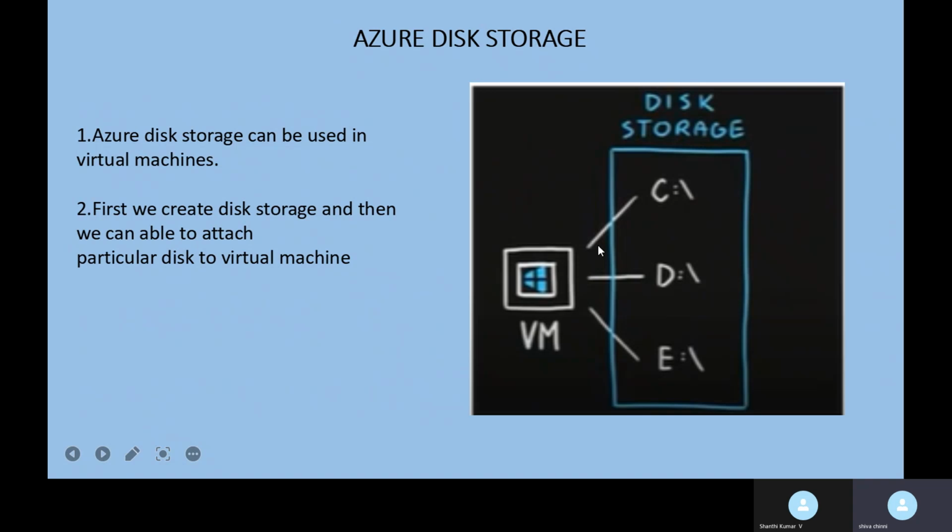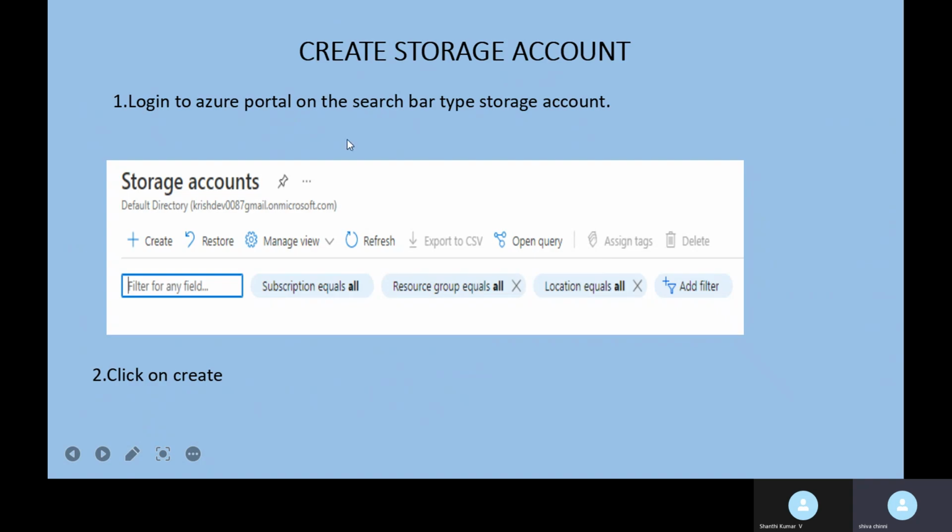So this is another Azure disk storage provided by Azure Storage. Basically, this can be used in virtual machines. How we can use this disk storage: first we create this disk storage, then we attach this particular disk to our VM, then we can use it later. So first of all we need to create one storage account, then we can follow these types of Azure services. So let's go into the Azure console.